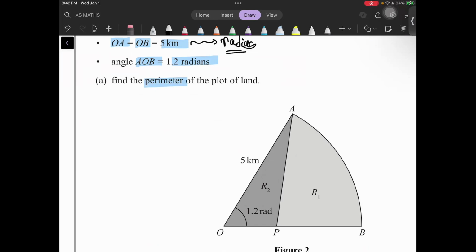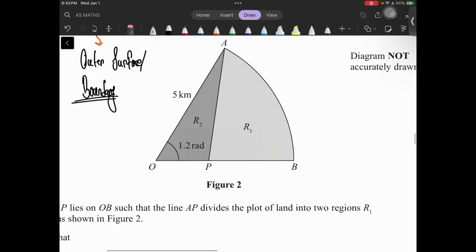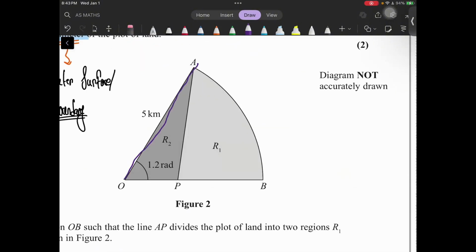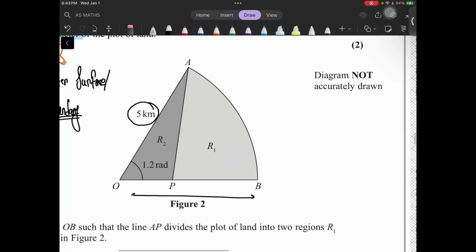So what do you understand by this? Perimeter means the outer surface or boundary, right? So to find the perimeter of this, you need to know the value of this length and this length as well, right? So this is going to be 5, this is going to be 5 as well, this entire thing is going to be 5 kilometer as well.